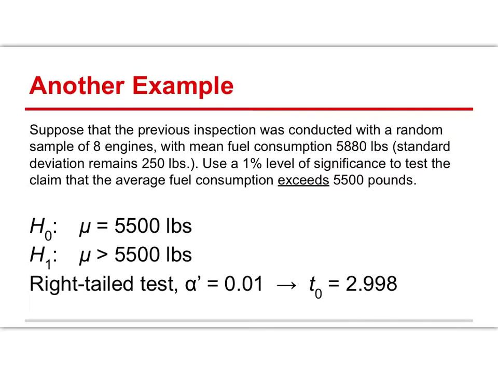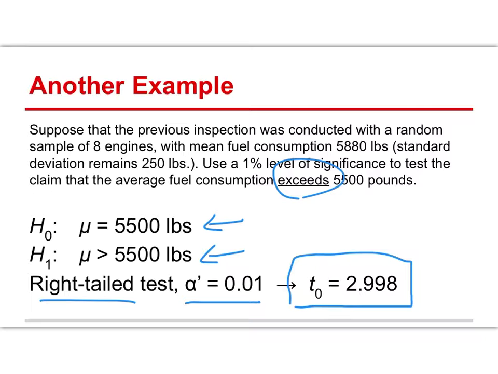So first off, we needed to state the null and alternate hypotheses. The null hypothesis is that mu is equal to 5,500 pounds. The alternate hypothesis is that mu is greater than 5,500 pounds. And that part's coming off of the word exceeds. The fact that the average fuel consumption exceeds 5,500 pounds, according to this claim, tells us that we need a greater than. That means a right-tailed test. And since we're doing a single-tailed test at a 1% level of significance, Table 6 indicates to us that the critical value, the boundary value that we need to exceed is 2.998, just about 3.